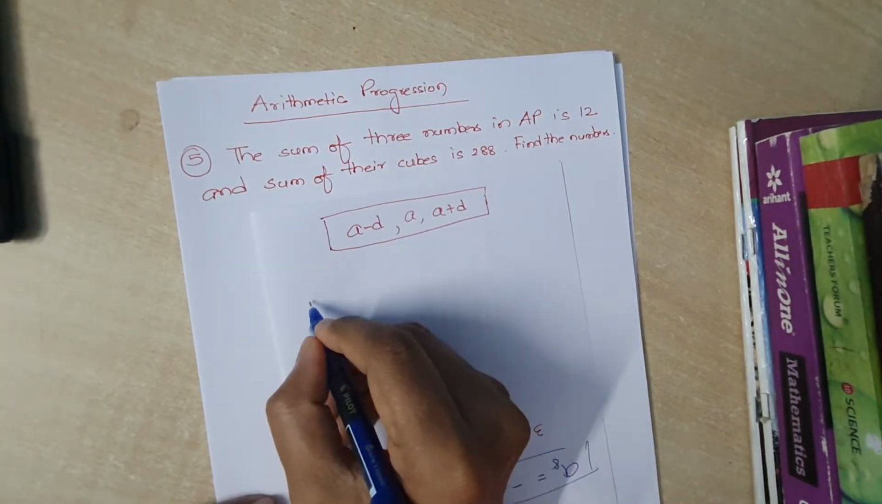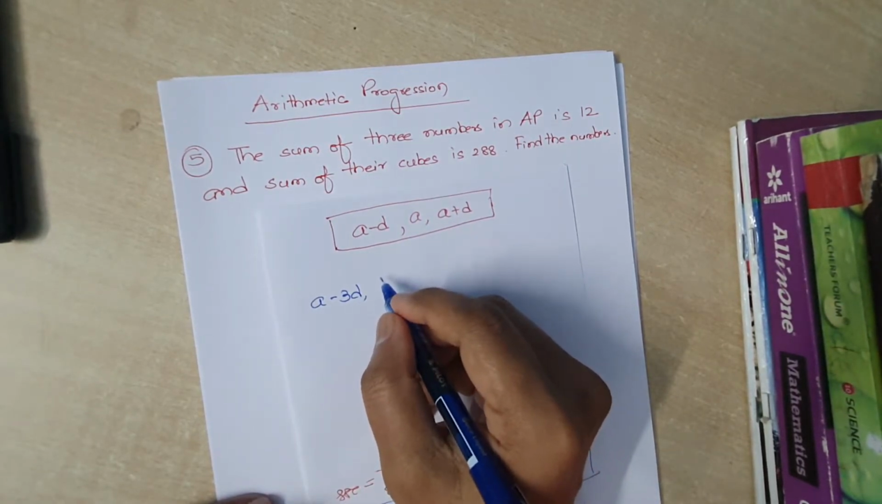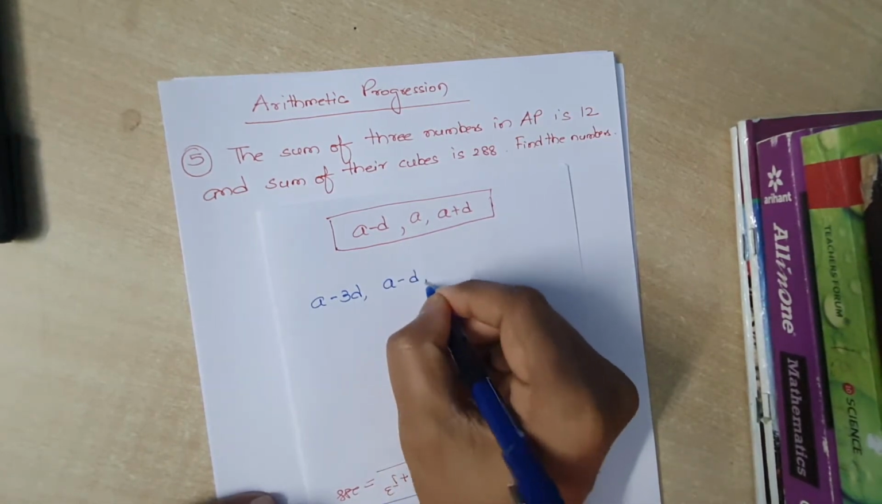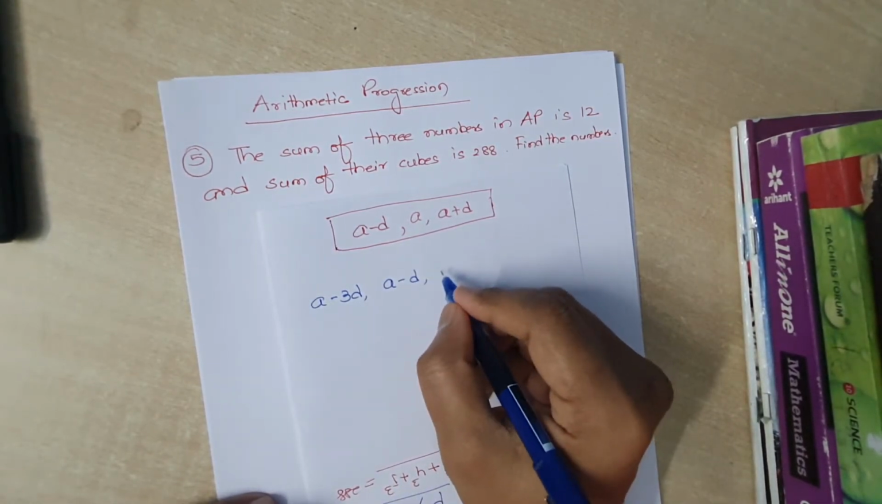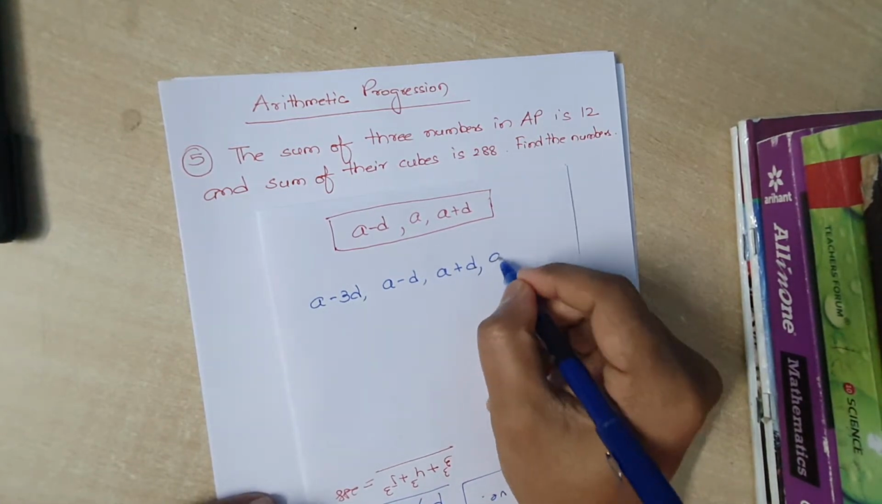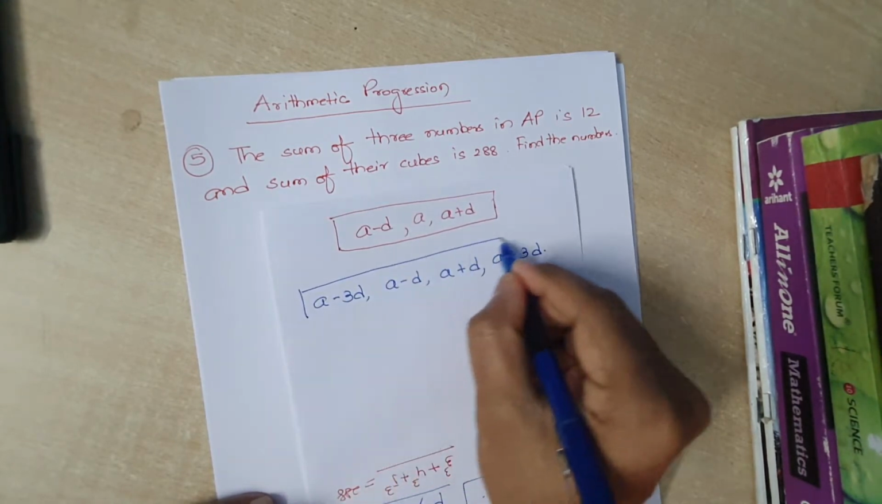We will take A minus 3D, then A minus D, then A plus D and A plus 3D. So you have to remember this.